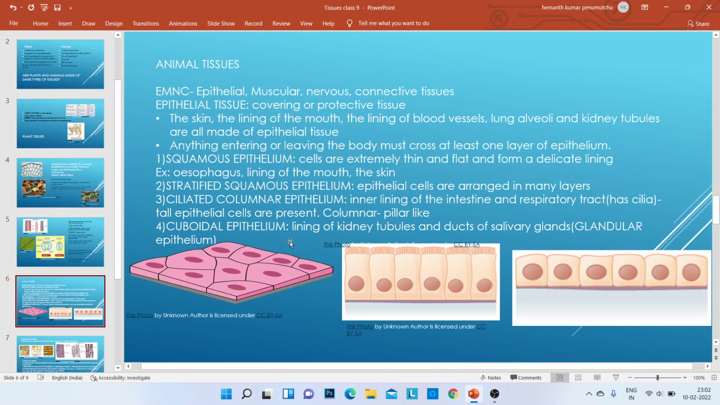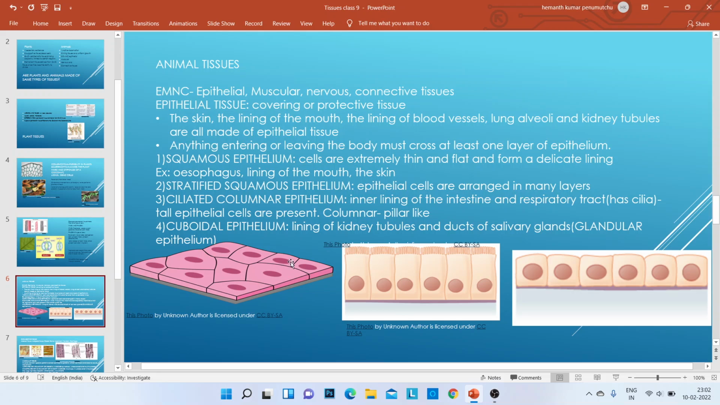The next one is stratified squamous epithelium. Here stratified squamous epithelium is not shown, but I will explain it. Epithelial cells are arranged in many layers. If this squamous epithelium is arranged one over the other, like books we can arrange one book over the other.